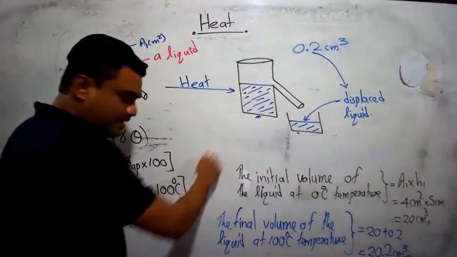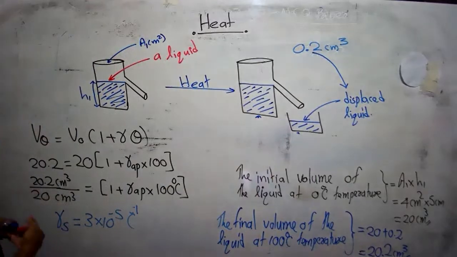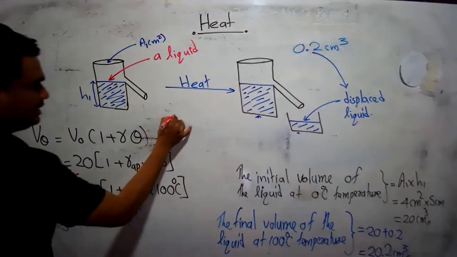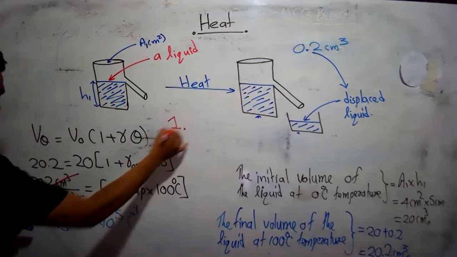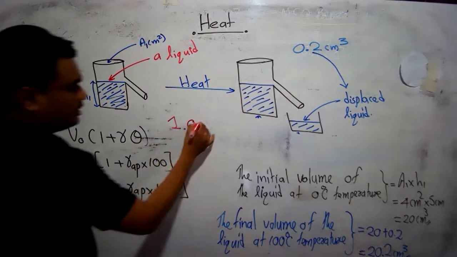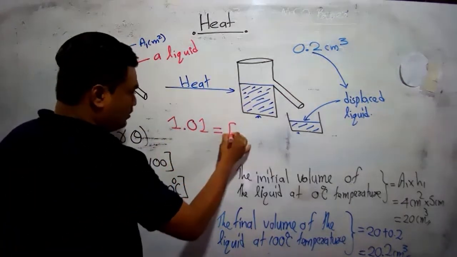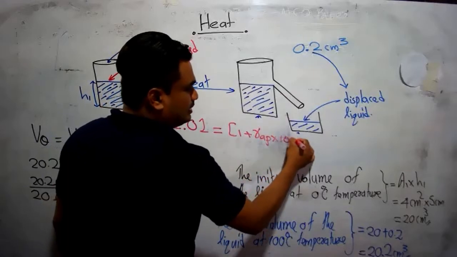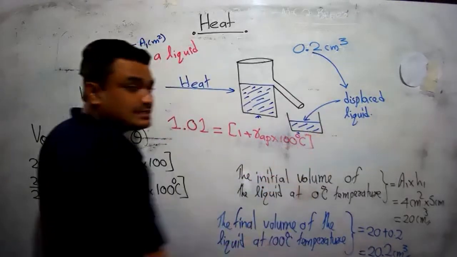Let me give it a try. Cubic centimeter cancelled out. 20 divided by 20 is 1. 2 divided by 20 is 0.1. Again, 20 divided by 20 is 1. Equals 1 plus gamma AP times 100. The unit of 100 is Celsius.